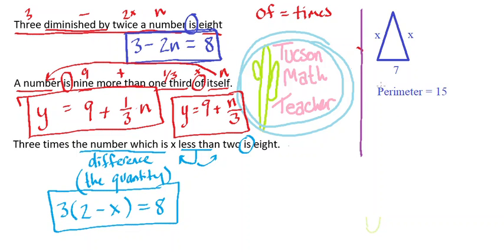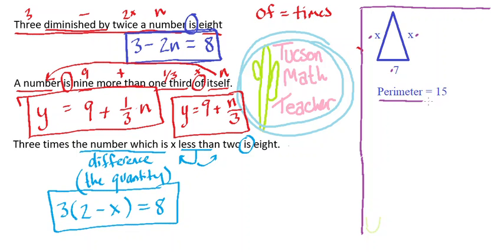Okay, I wanted to do one last problem here, not translating a word sentence into an equation, but translating an image or a picture into an equation. So over here on the right-hand side, we have a triangle, and I've labeled the lengths of the sides. One is x, another one is x, and one is 7. And then I have a second element to this picture where I wrote the word perimeter. The perimeter is 15, or equals 15.